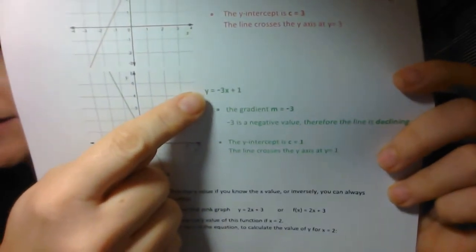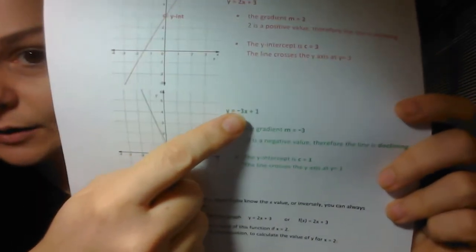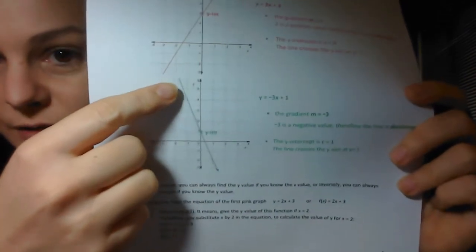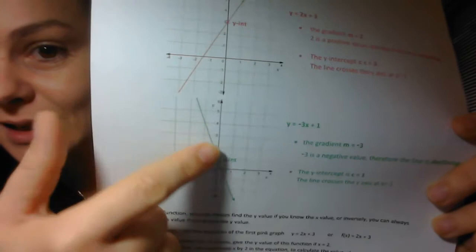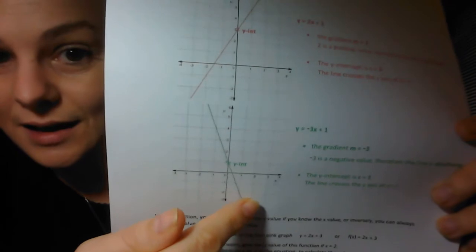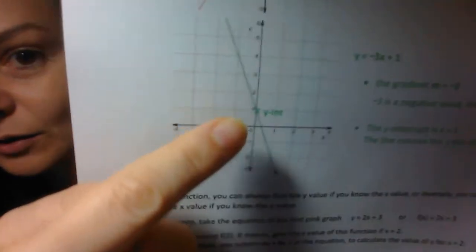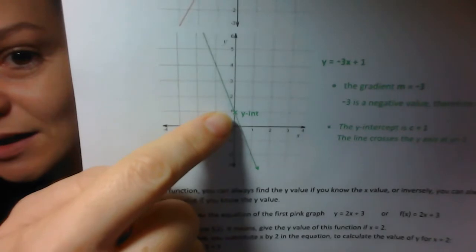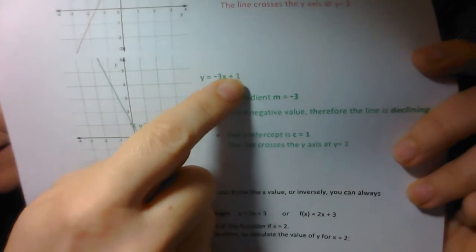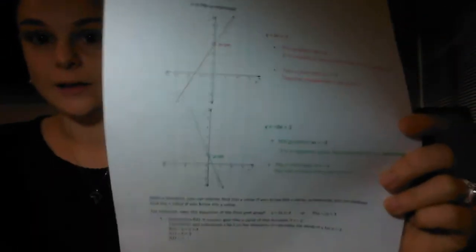Alright. Second one, the green line. As for the equation, y equals minus 3x plus 1. The gradient here is minus 3 and the y-intercept is plus 1. So what happened to this graph? This graph is now a straight line declining. The gradient is negative, minus 3, and the y-intercept, the point where the line crosses the y-axis, is equal to y equals 1. It's the same value as the c value here. Alright, so that's for straight lines.